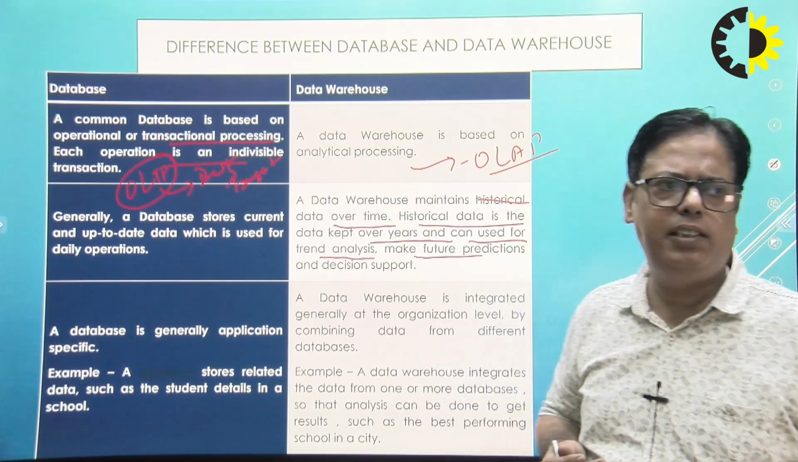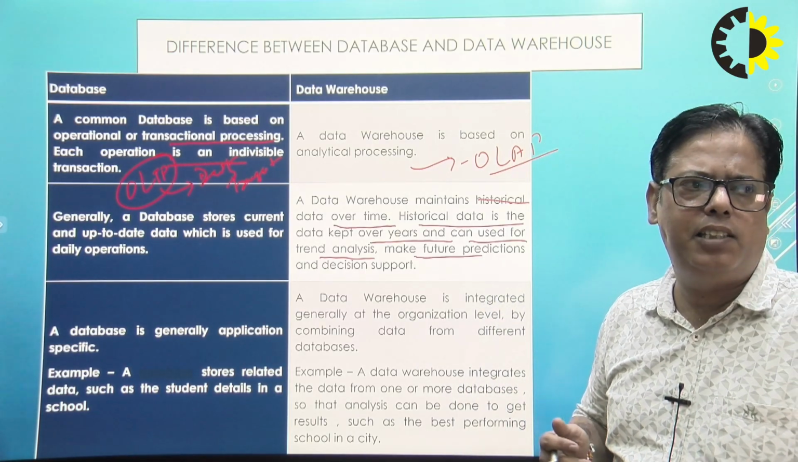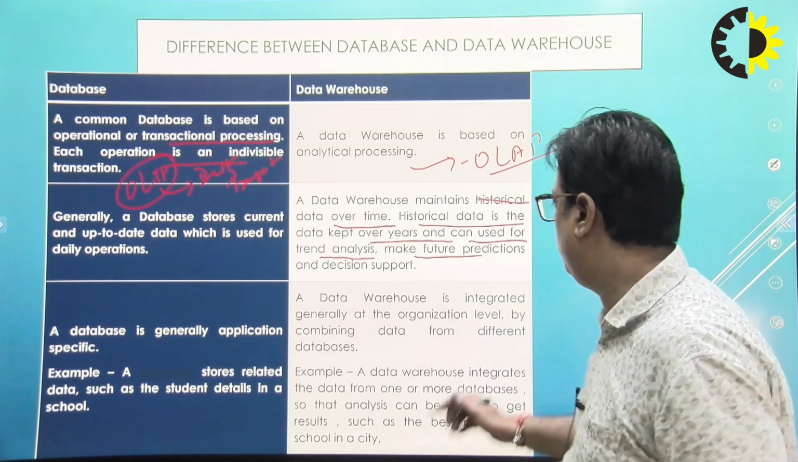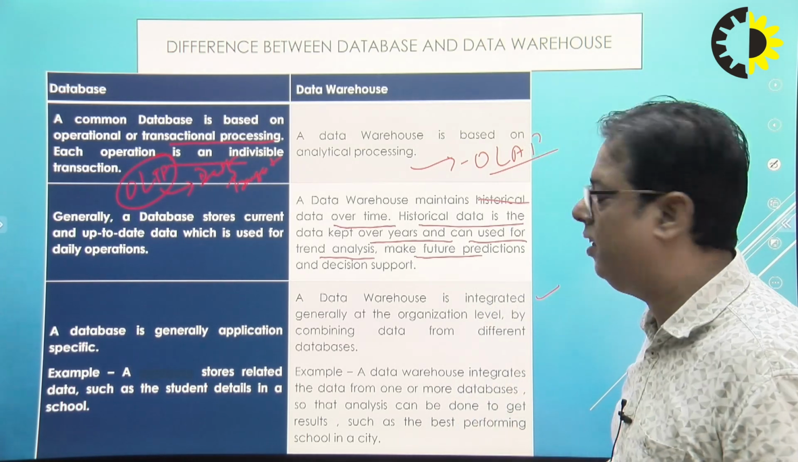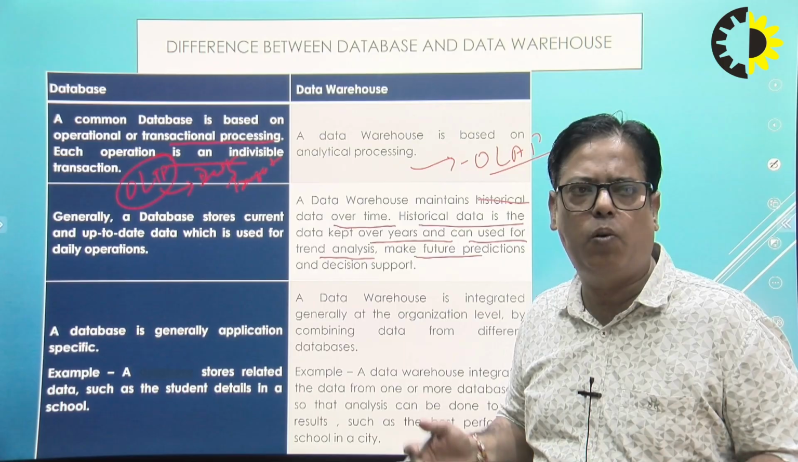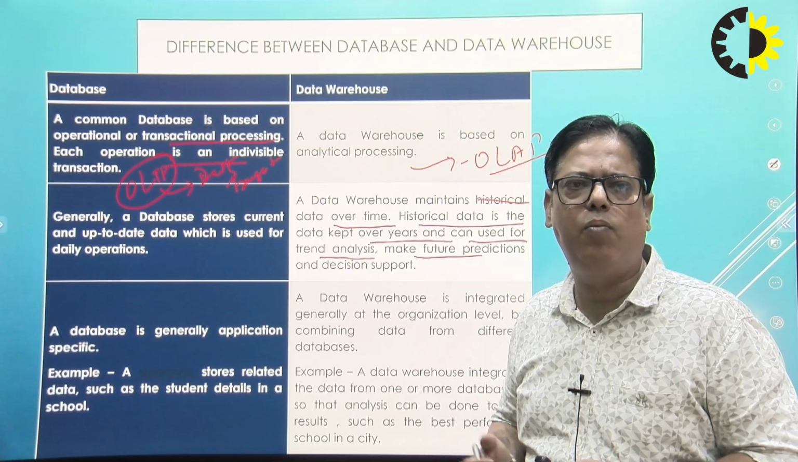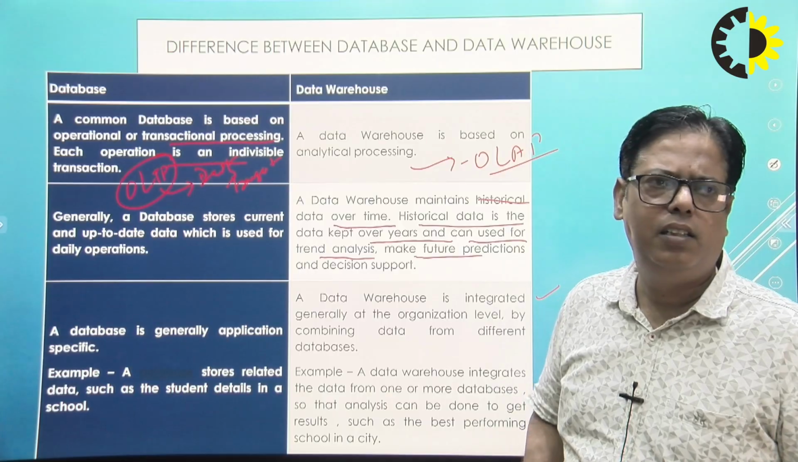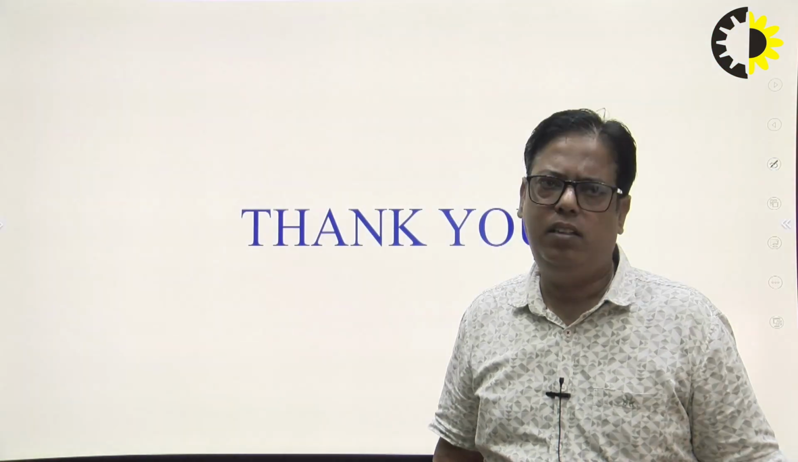Now, the third difference is that a database is generally application based, like student details in our schools, and a data warehouse is integrated, generally at organization level or company level, or a group of organizations, combining the data from different databases, different data sets and different sources. Thank you very much.